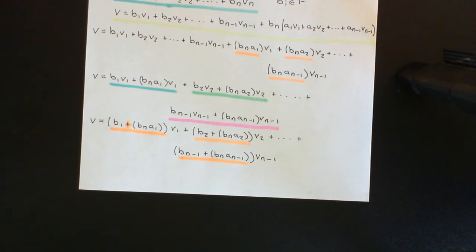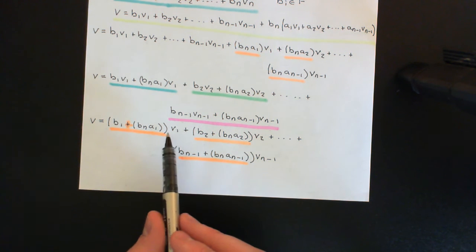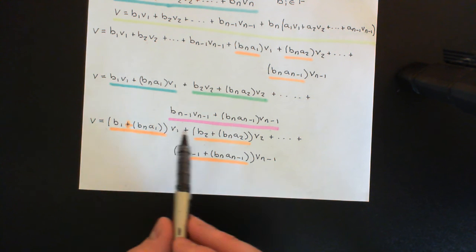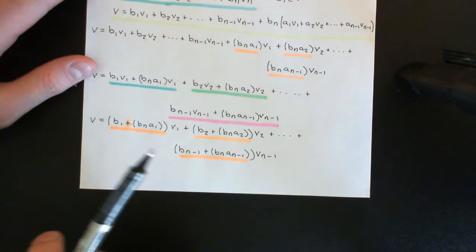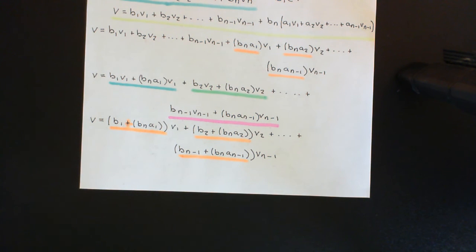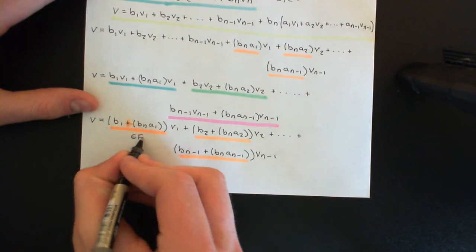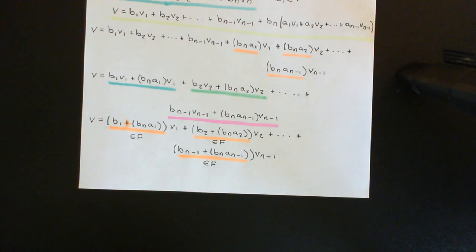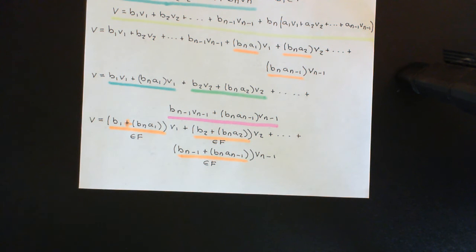And hence, what have we done then? We have written our vector, little v here, as a linear combination of the vectors v1, v2, all the way up to vn minus 1, because all of these elements that I have underlined in orange are just elements of the field. We are just adding together and multiplying things which were elements of the field, and overall what we end up with is something that's in the field. So I'll just stress that this is an element of the field, this is an element of the field, and this final thing over here is an element of the field. So this is a linear combination of the vectors v1, v2, all the way up to vn minus 1.